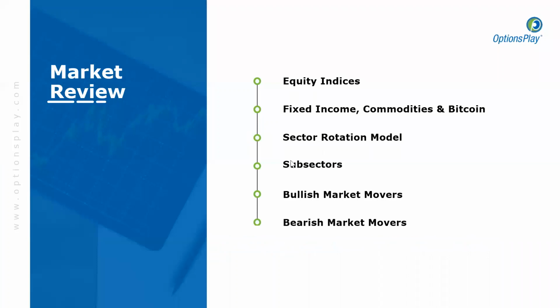Our agenda for today will be starting off with the major equity indices, highlighting those key levels. From there, we'll be moving on to fixed income, commodities, and taking a quick look at Bitcoin. We'll take a look at the sector rotational model, highlighting which sectors are outperforming and underperforming the overall market. We'll take a look at some of the subsectors of interest that I have for you over the last few weeks, and we'll end today's session with some bullish and bearish market observations.